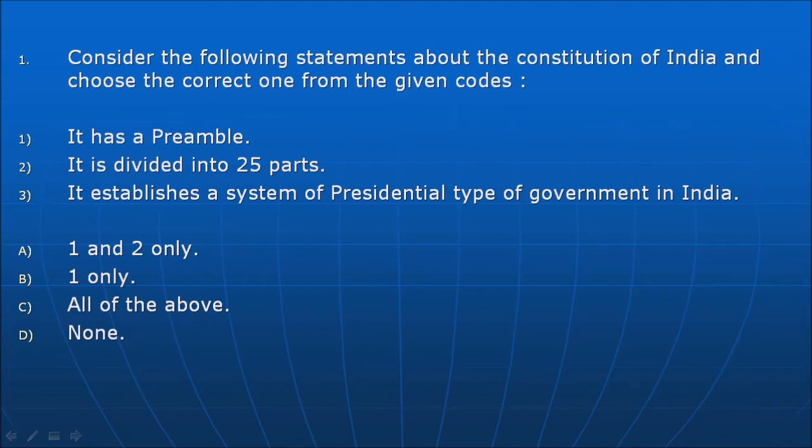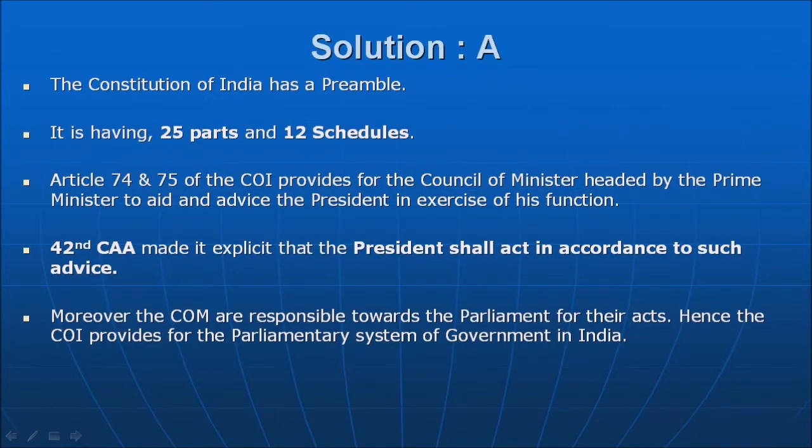Let's see why. The Constitution of India has a preamble, which is also known as the preface of the Indian Constitution, and the Indian Constitution has 25 parts and 12 schedules. Articles 74 and 75 of the Constitution of India provide for a Council of Ministers headed by the Prime Minister to aid and advise the President in exercise of his functions. So the President of India exercises his functions on the aid and advice of the Council of Ministers headed by the Prime Minister, which is a feature of the parliamentary form of government.